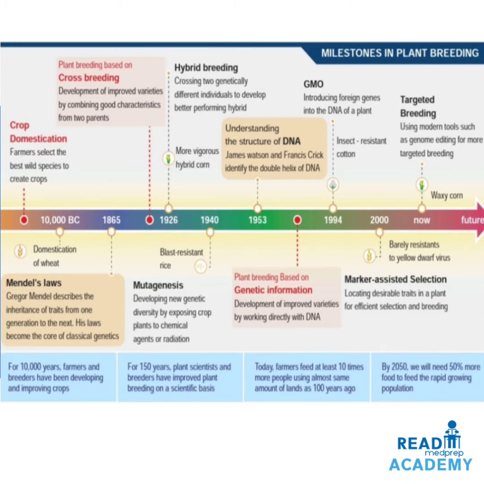To sum up, for 10,000 years, farmers and breeders have been developing and improving crops. For 150 years, plant scientists and breeders have improved plant breeding on a scientific basis. Today, farmers feed at least 10 times more people using almost the same amount of land as 100 years ago. By 2050, we will need 50% more food to feed the rapidly growing population.